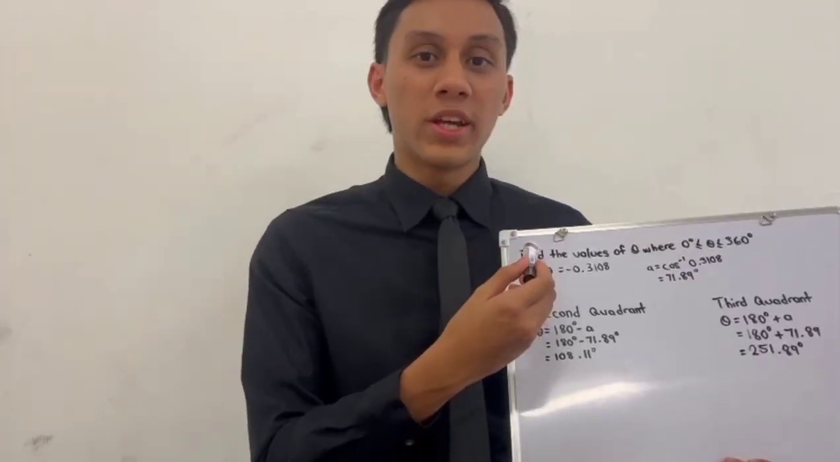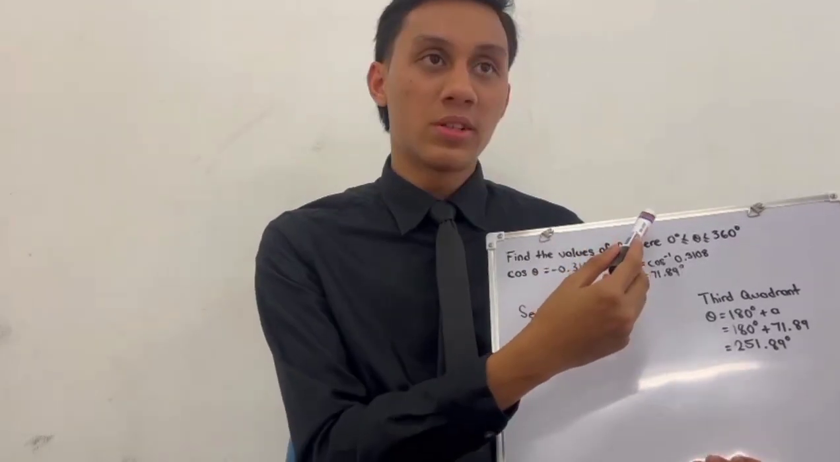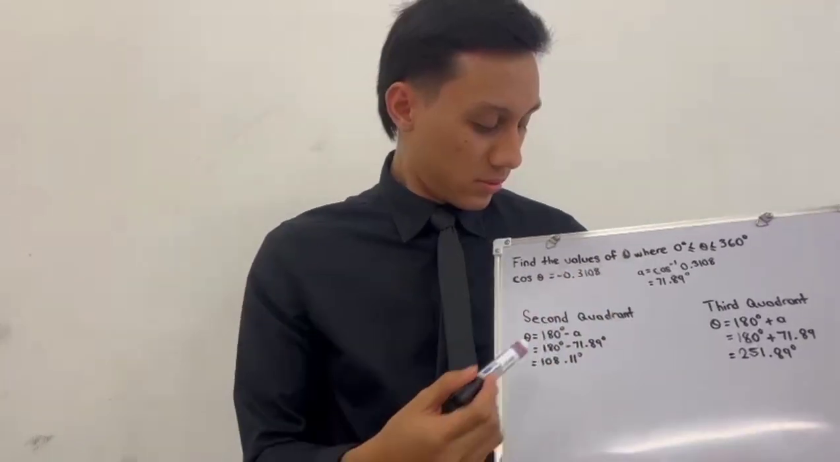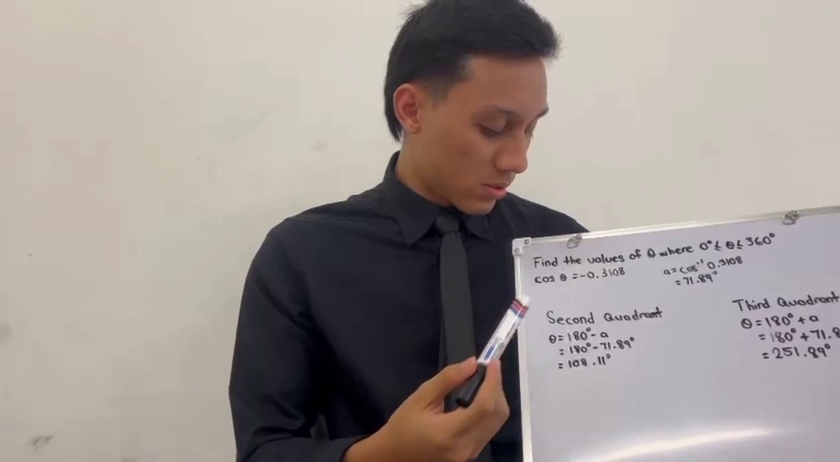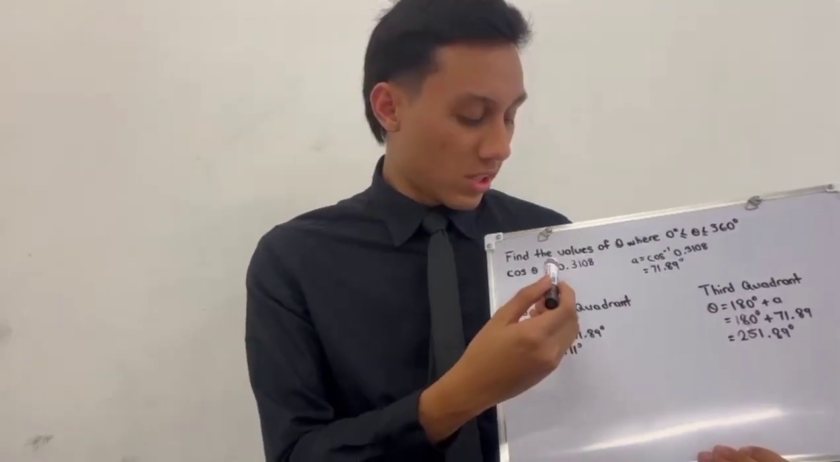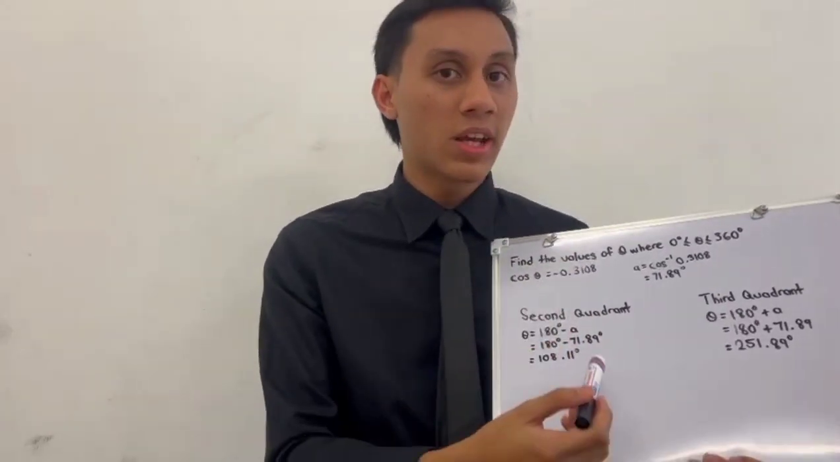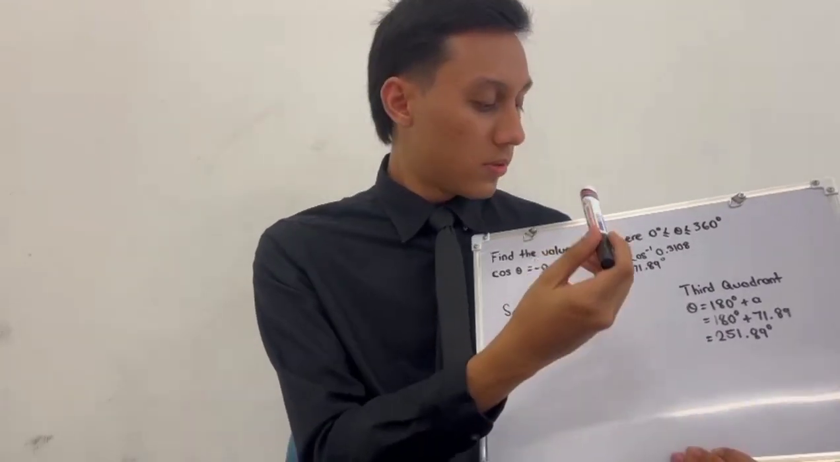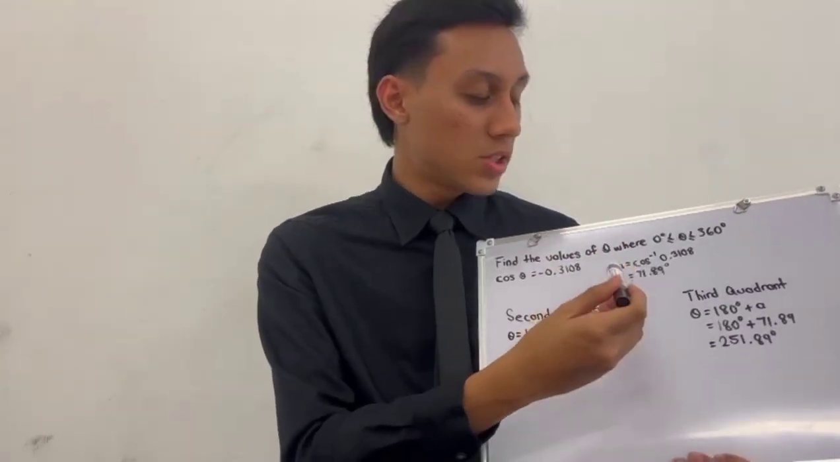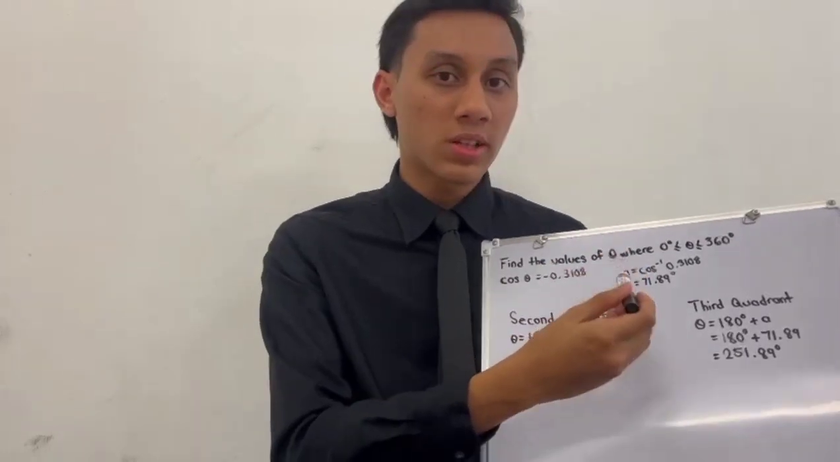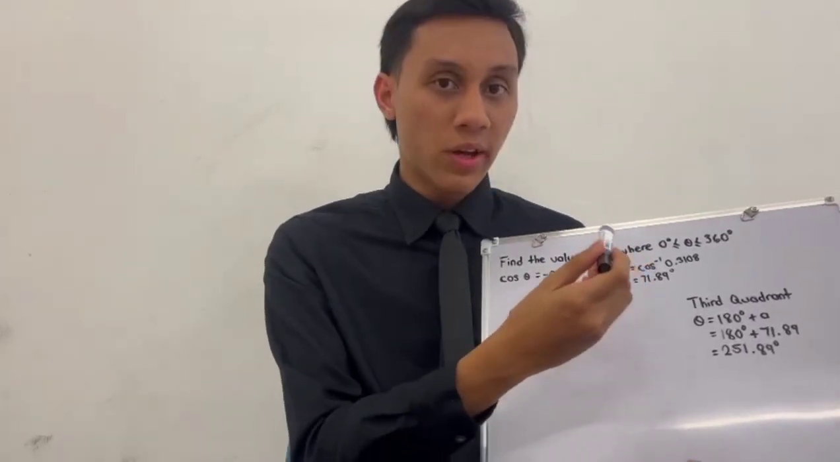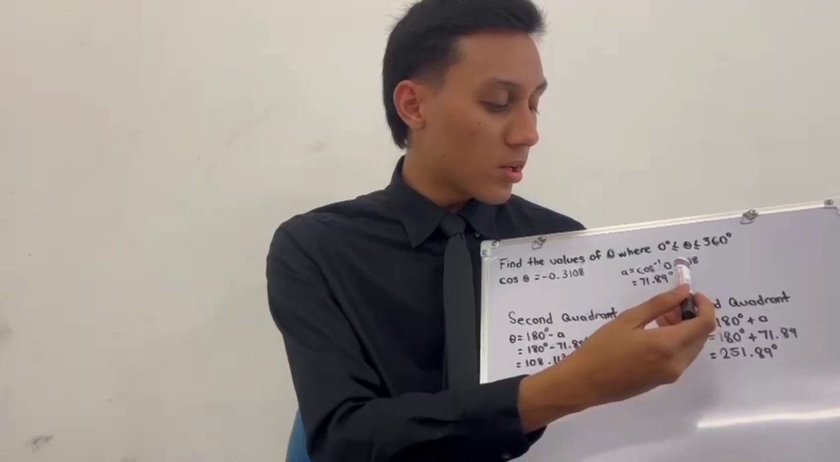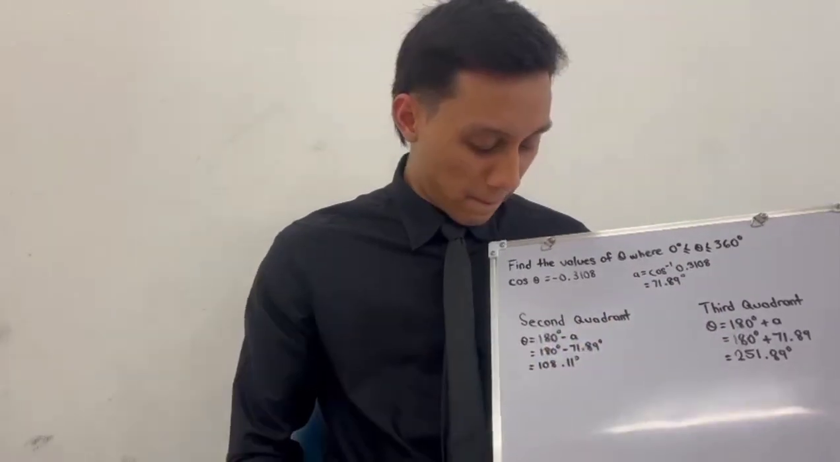This is one of the examples of trigonometry calculation. Find the value of theta. Since cos theta is negative, we only use the second and third quadrants. First of all, you need to find the reference angle, which is A, using your calculator. Press shift and the cos button and enter this number to get the reference angle.